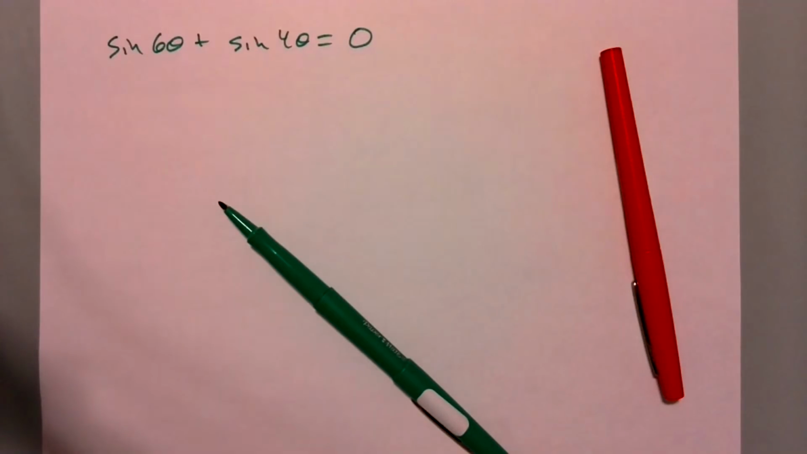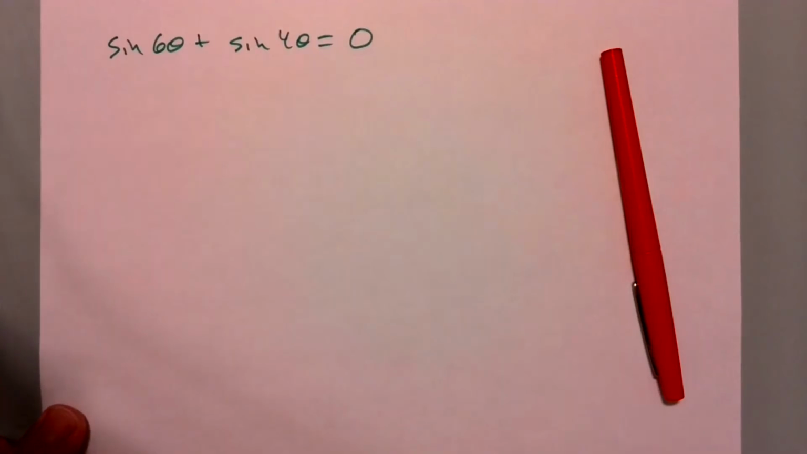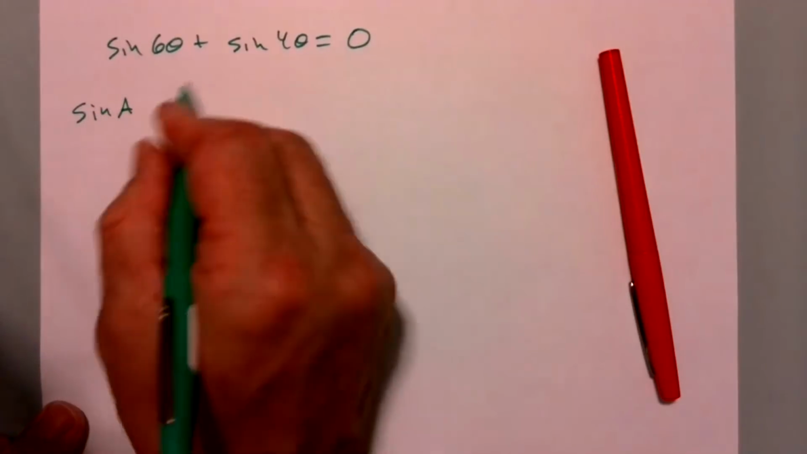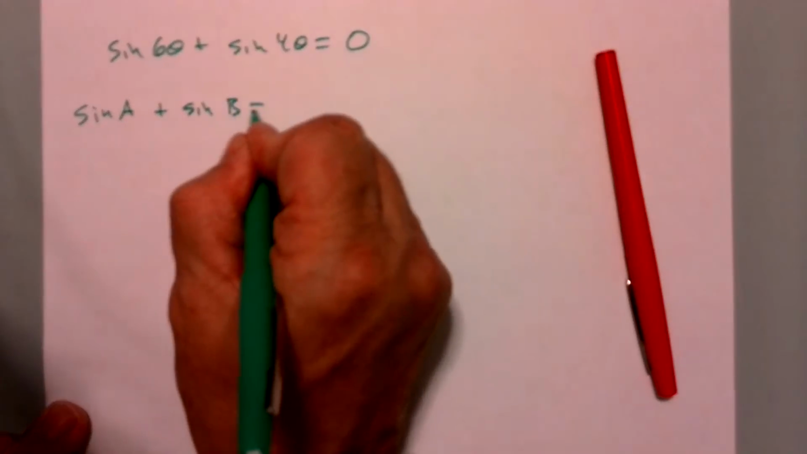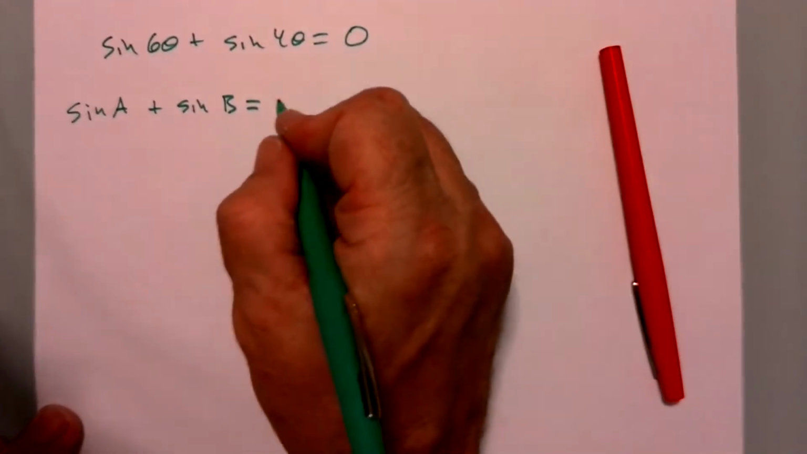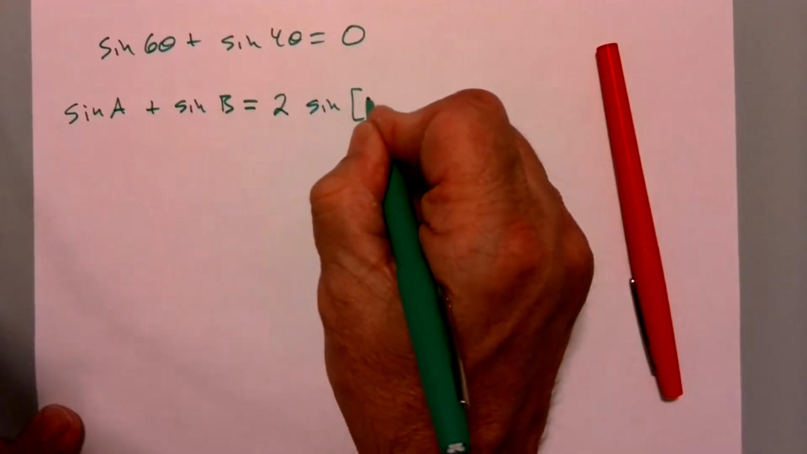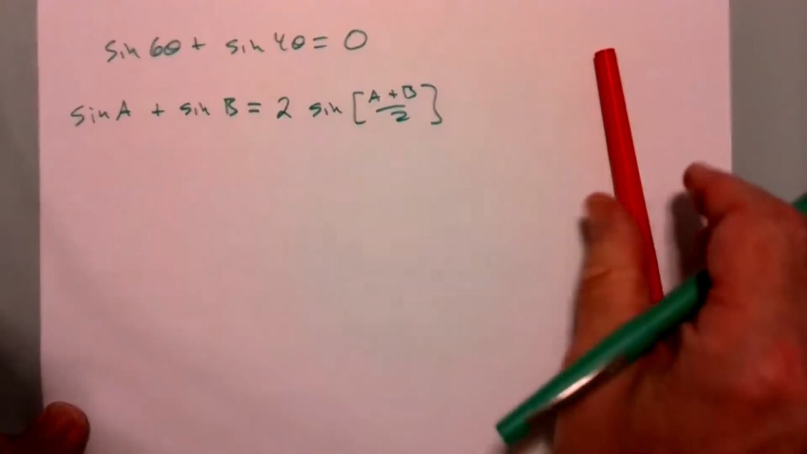I have to use an identity to do this. So this is a sum, sine 6 theta plus sine 4 theta. That is a sum. I would like to turn that sum into a product because then I can appeal to the zero property of products. So here is the identity that I want to use. I want to use the identity sine A plus sine B equals 2 times sine A plus B over 2 times cosine A minus B over 2.